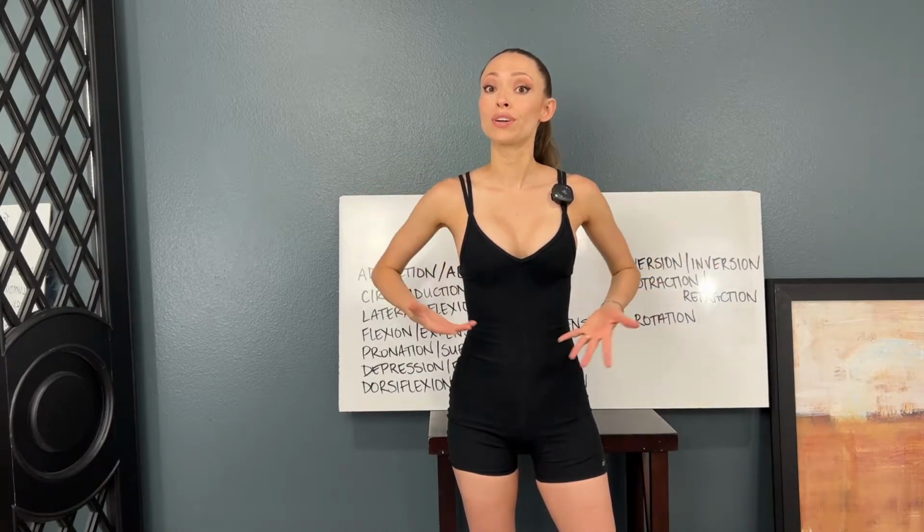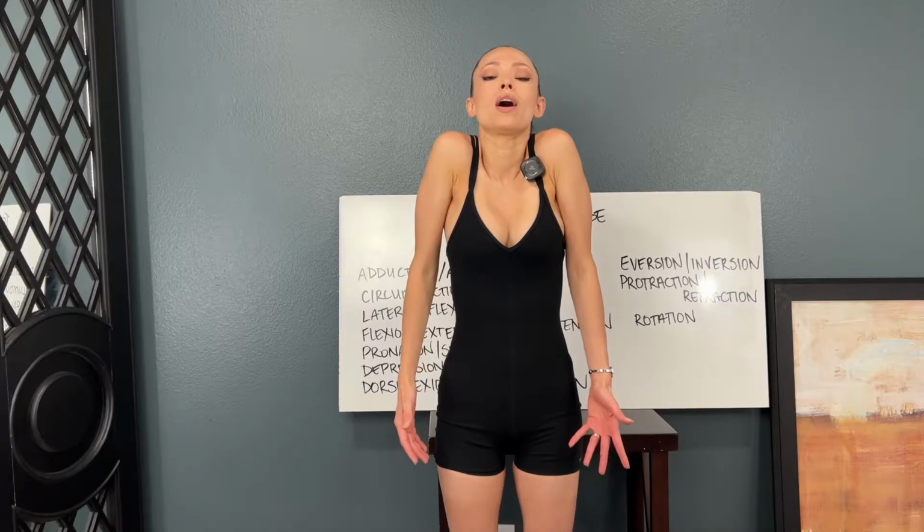Now with depression and elevation, you see it very clearly in the shoulders. So this is elevation and depression. When you're doing your mountain pose, Tadasana, you want to make sure that you have your shoulders depressed. You don't want them up here by your ears.